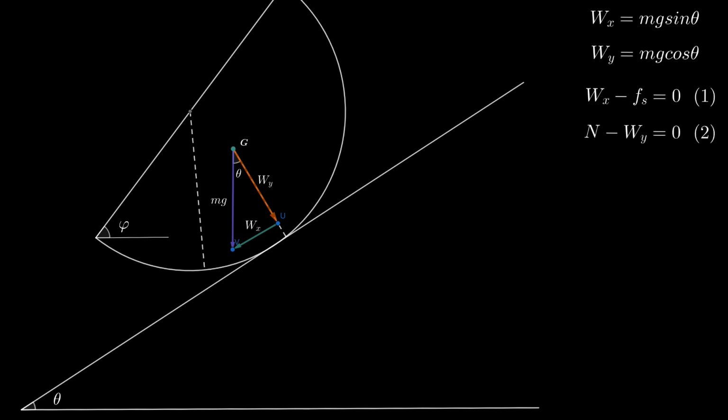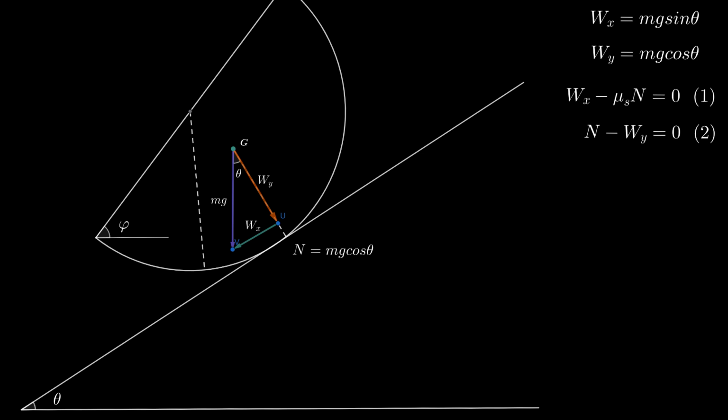Further, when the semicircle is on the verge of sliding down, then the static friction force is at its maximum, which is Fs equals mu s times N. And mu s is the coefficient of static friction, which is 0.3 from our initial conditions. So now we have Wx minus mu s times N equals 0 in our first equation. We solve for N in our second equation, and we get N equals m times g times cosine of theta.